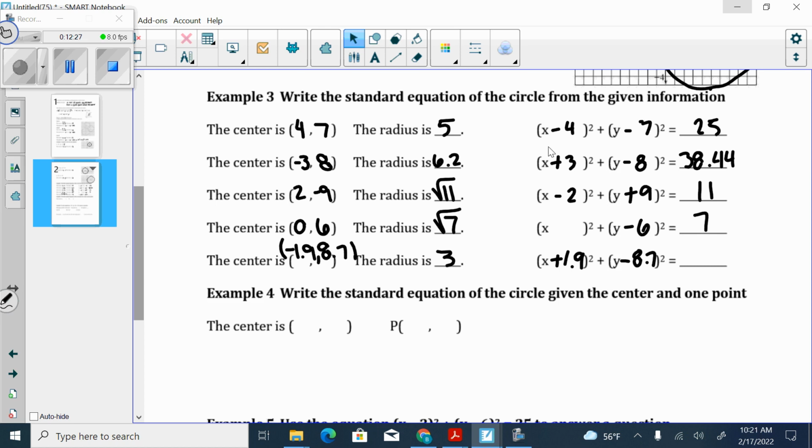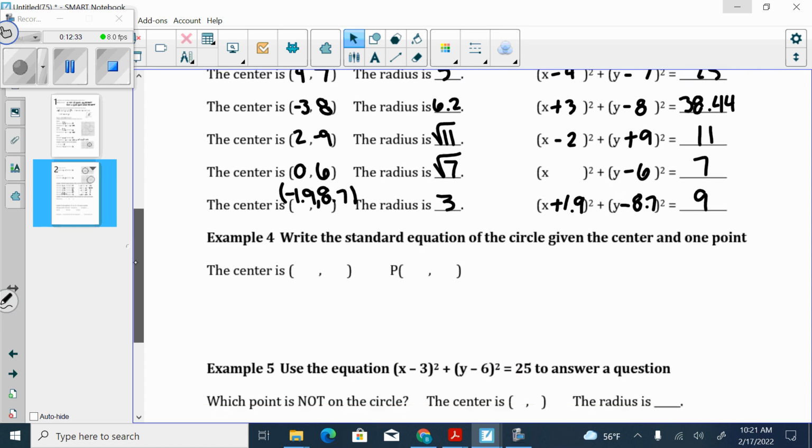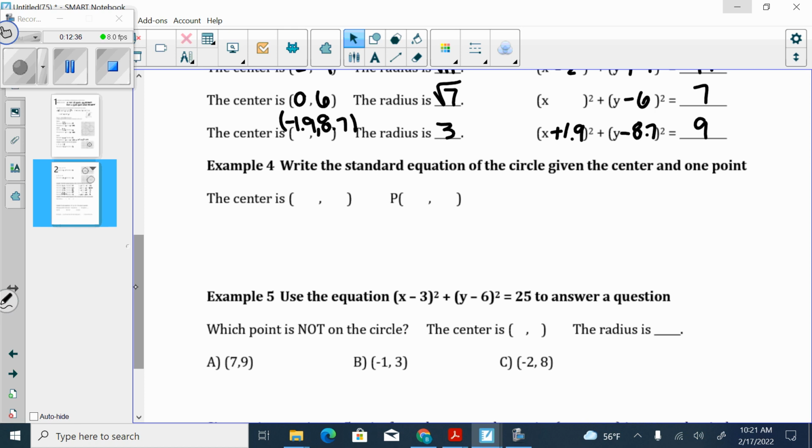Very good. All right. Okay. Only got a couple of examples left. Example 4 says to write the standard equation of the circle given the center and 1 point. The center is (3, 6), and a point on the circle is (7, 9).